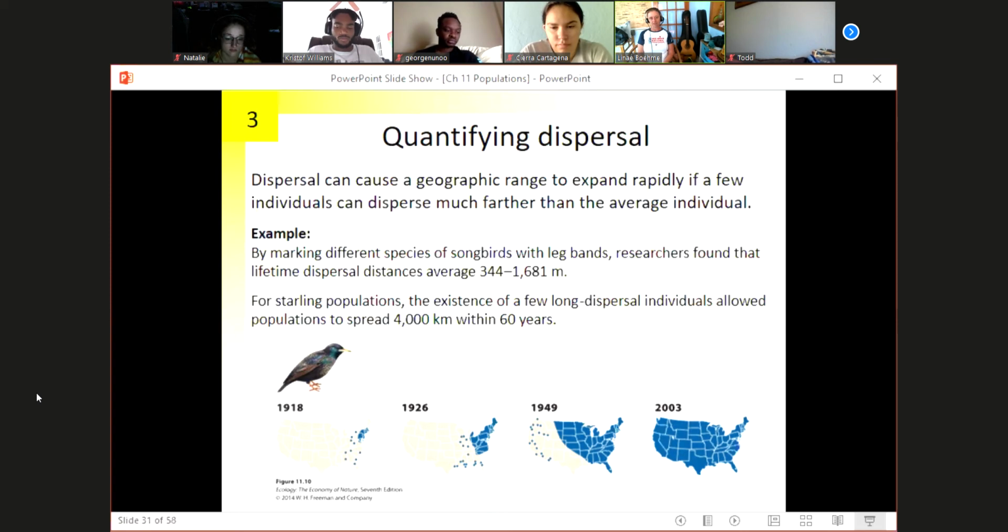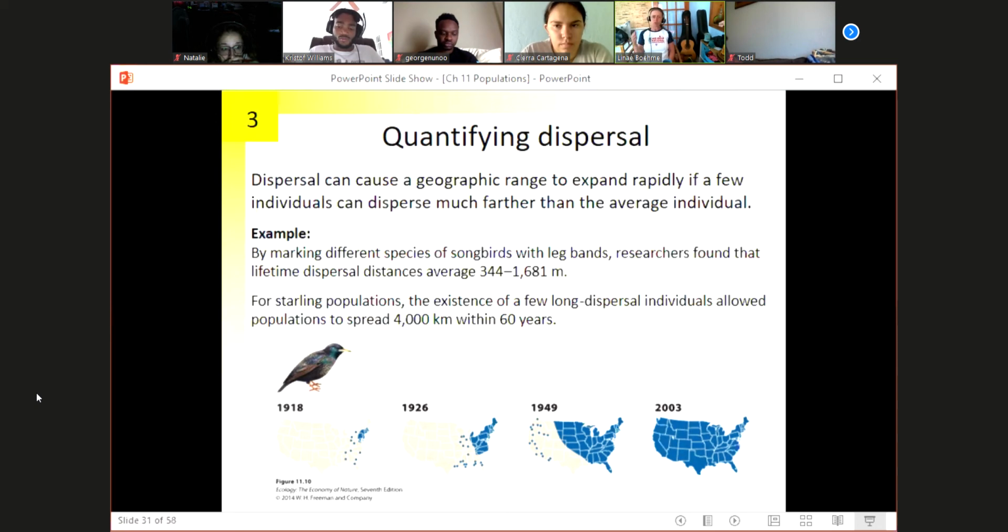Kind of amazing. But in the case of starlings, you'll see they have these solid blue areas where most of the organisms live, but starlings have individuals that are really just willing to go, just disperse. They're really good at it. And so they were able to jump 4,000 kilometers in 60 years until now they're pretty ubiquitous. You could consider them, if you will, cosmopolitan in the United States and also in Europe.